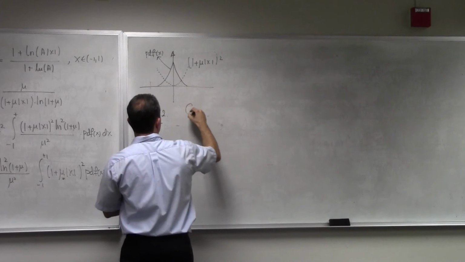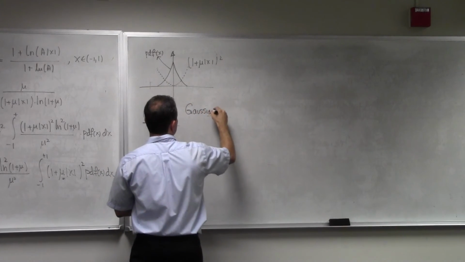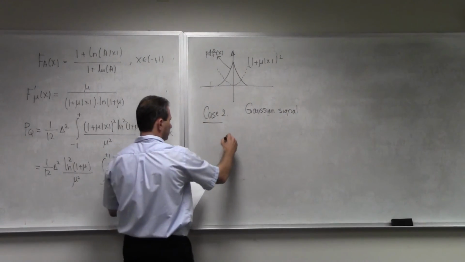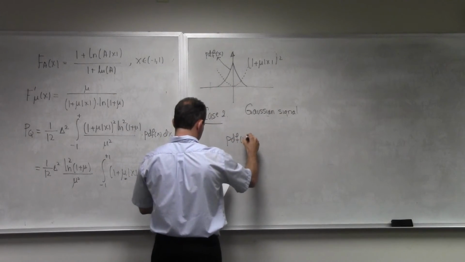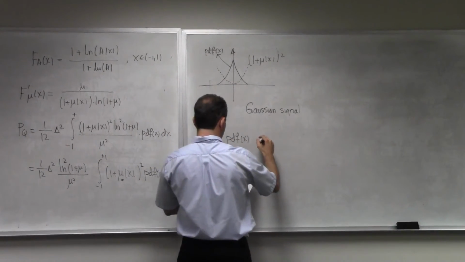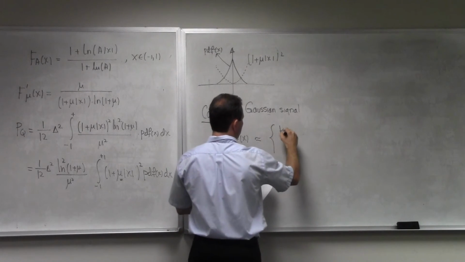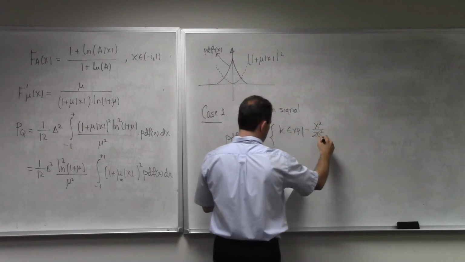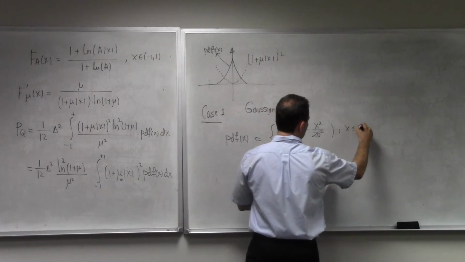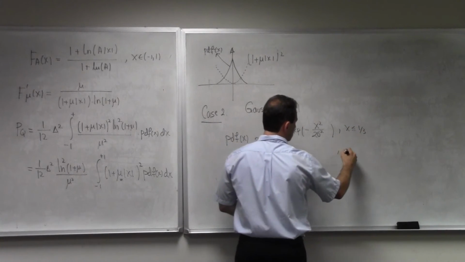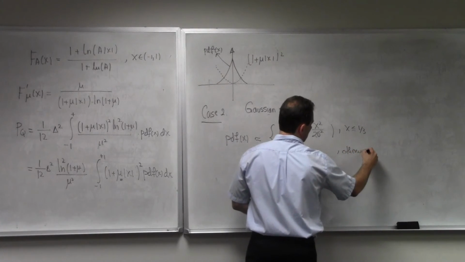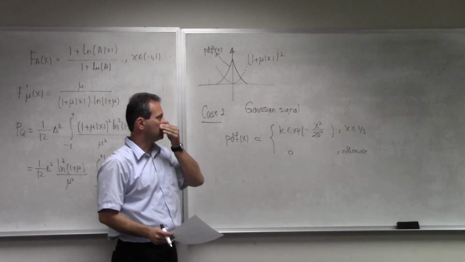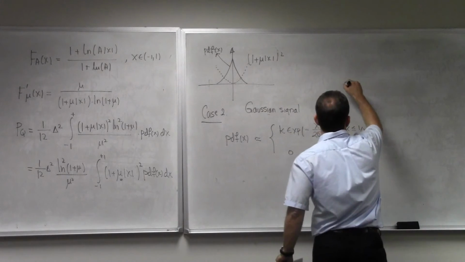This is case 2. Let's say I'm compressing a Gaussian signal. I'm quantizing a Gaussian signal. So the PDF of x is approximately something like this: k e to the minus x squared over 2 sigma squared for x smaller than 1/3, and 0 otherwise. And this k is such that it makes the PDF work. The area under the curve needs to be equal to 1. So my signal is essentially looking like this.